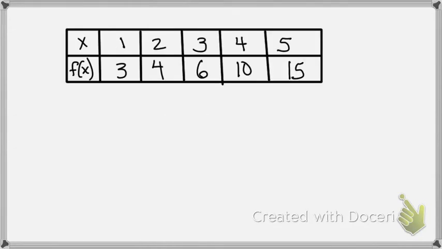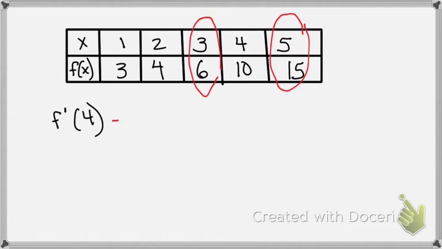Quick review. The two types of questions you'll typically get are estimating a derivative or estimating an integral. If I estimate a derivative, let's say I ask for f prime of 4, that means you're going to use the 2 points surrounding the 4, this one and this one. It's just your algebra 1 slope, change in y over change in x.